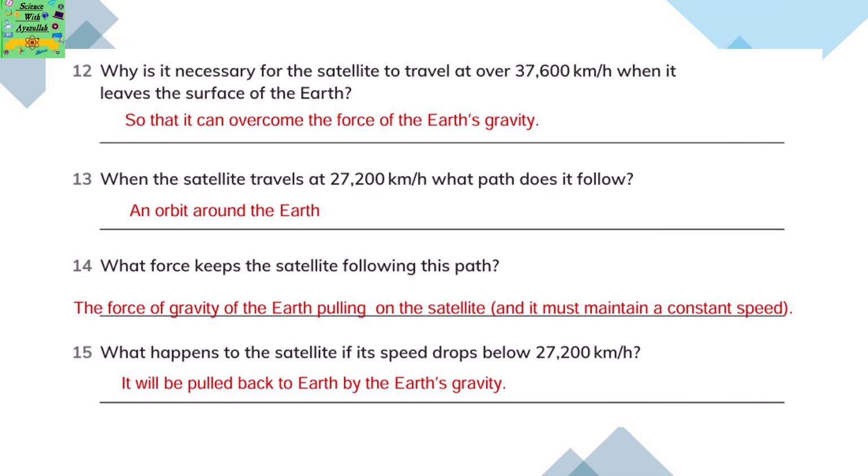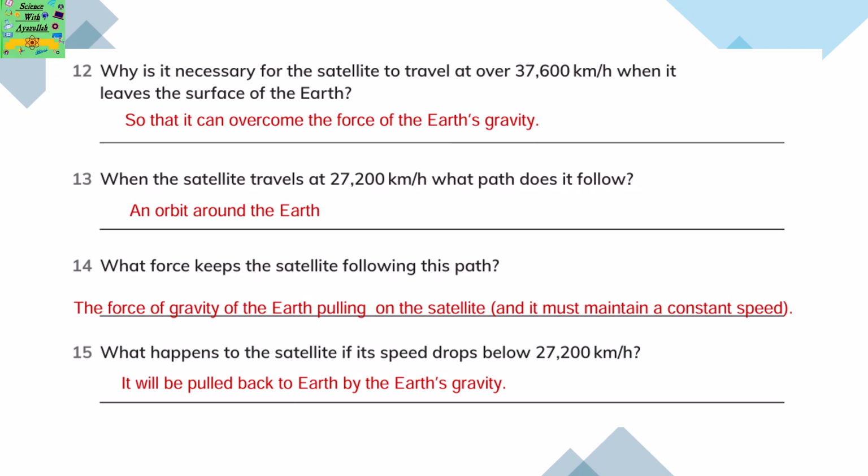Why is it necessary for the satellite to travel at over 37,600 kilometers per hour when it leaves the surface of the Earth? It is so that it can overcome the force of the Earth's gravity. When the satellite travels at 27,200 kilometers per hour, what path does it follow? It follows the path of the orbit, that is around the Earth.